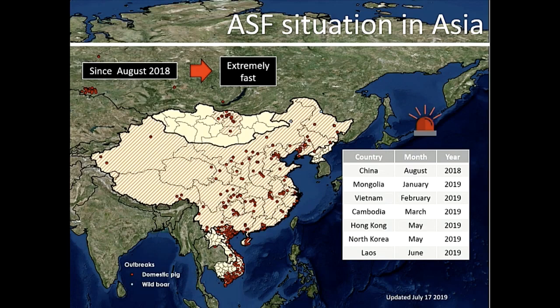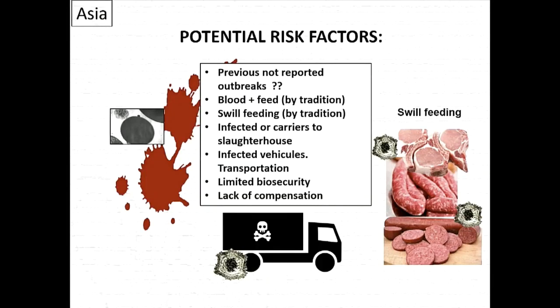In less than 1 year, the virus moved all over the country and out of Asia, out of China, into other countries as well, as you know. So why did it move so fast? What was the reason? I'm going to tell you.